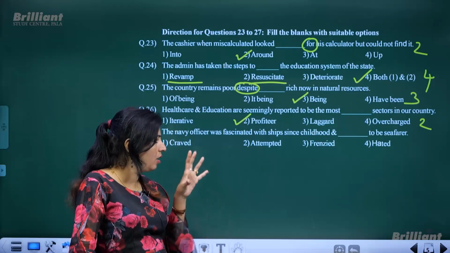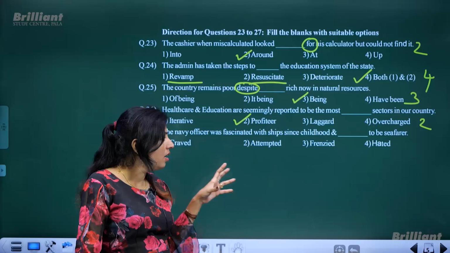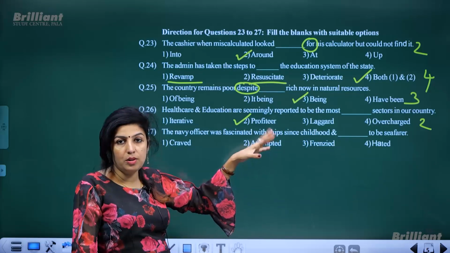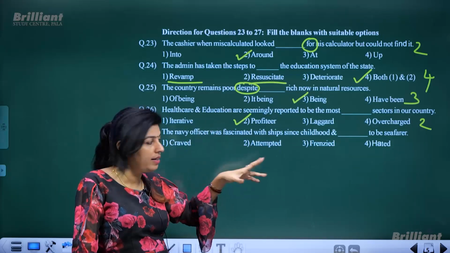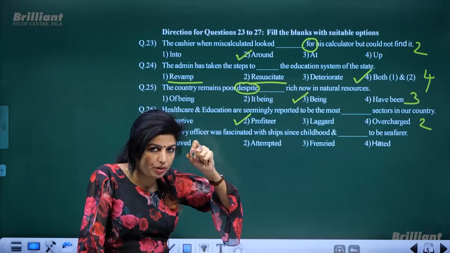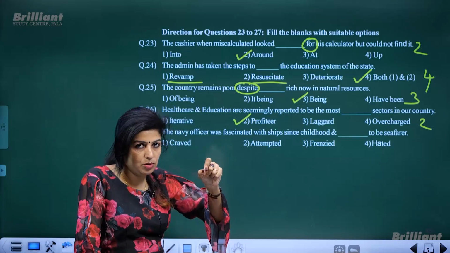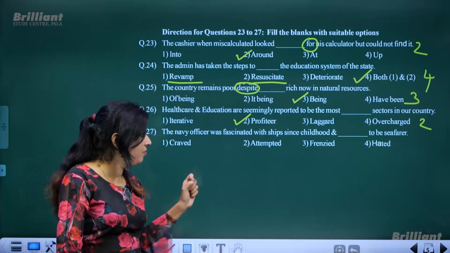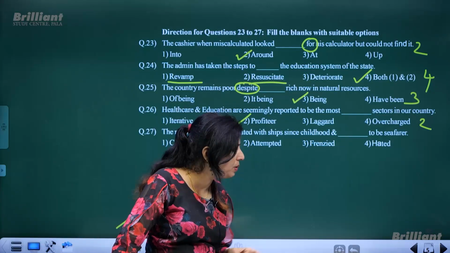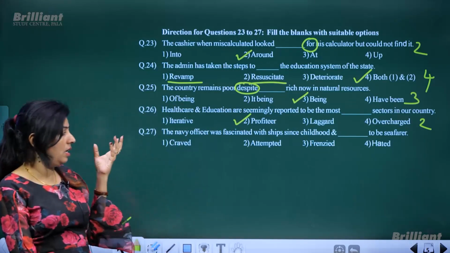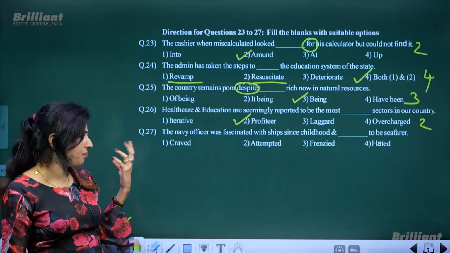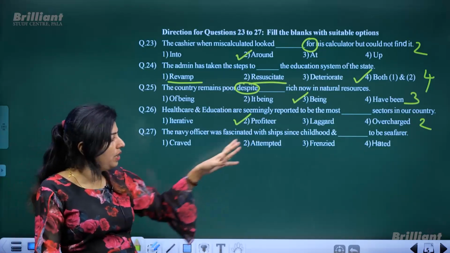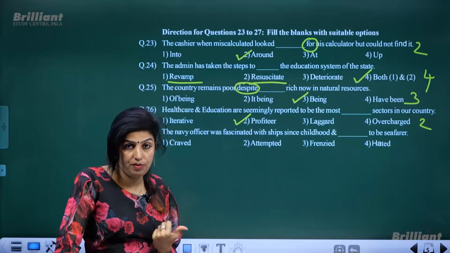He was interested in or attracted towards ships and such things right from his childhood. See the use of since and for. Today itself we learned a little bit about it, right? Childhood is the exact point of time in one's life, so not a period of time. So it's since. The Navy officer was fascinated with ships since childhood and dashed to be a seafarer. Since he had a fascination towards ships and similar things, he wanted to be a seafarer, and that's how he becomes a Navy officer.